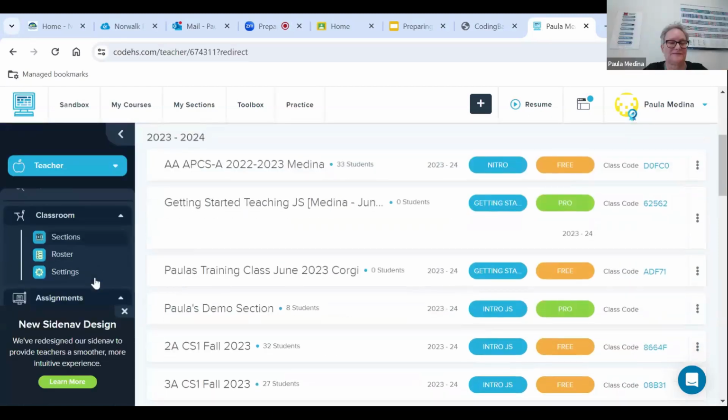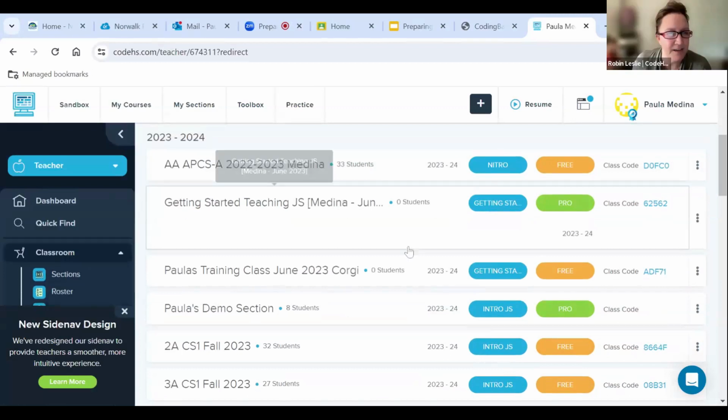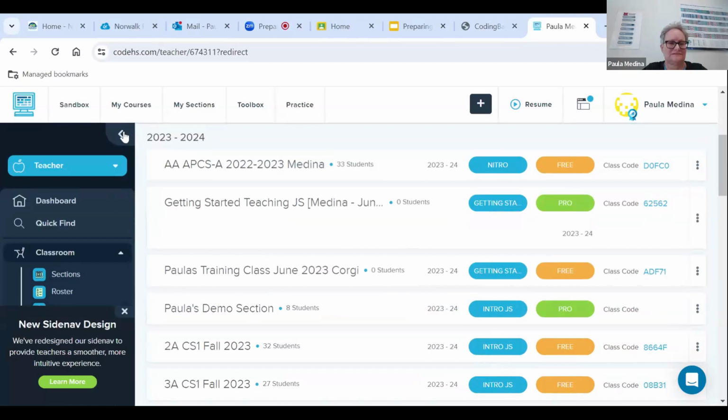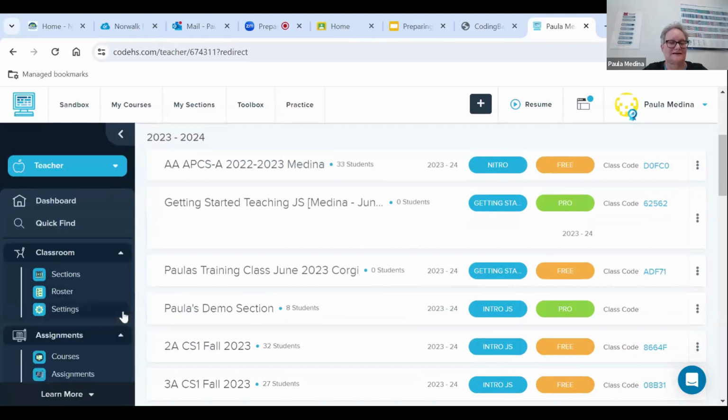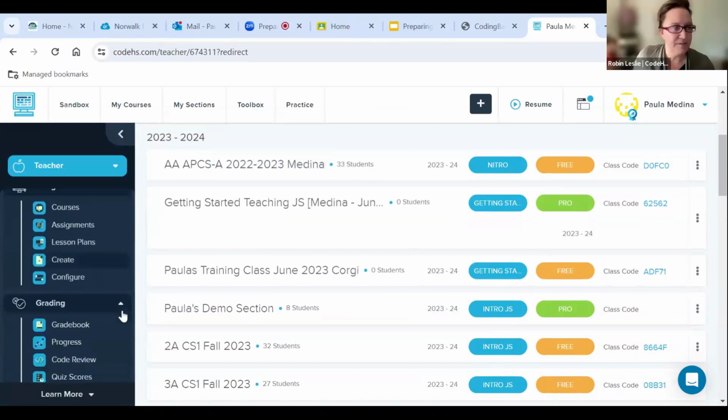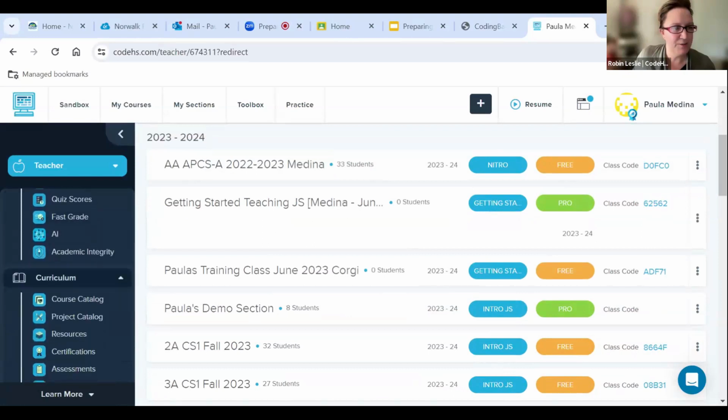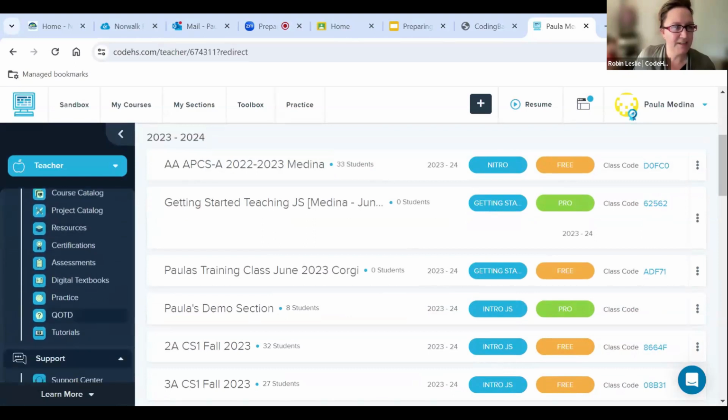Okay. You can click that X to get rid of the new sidebar nav design. Go ahead and click that. This one? The X down. Oh, got it. Keep going. Right, so keep scrolling, yep. And eventually you'll see QOTD. There it is. There it is.